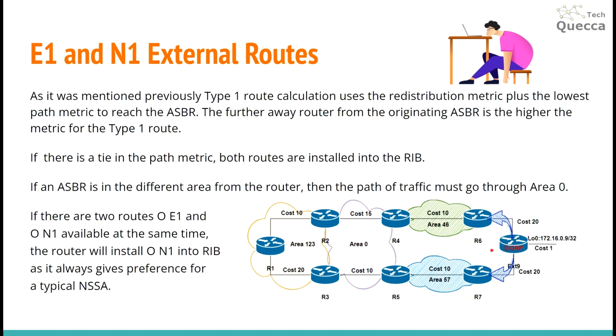If there is a tie in the metric, both routes are installed into the routing information base. If an ASBR is in a different area from the router, then the path of traffic must go through area 0. So it should always go through area 0 if in different areas. If there are two routes OE1 and ON1 available at the same time, the router will install ON1 into the routing information base, as it always gives preference for a typical NSSA. Let's see an example, this network.